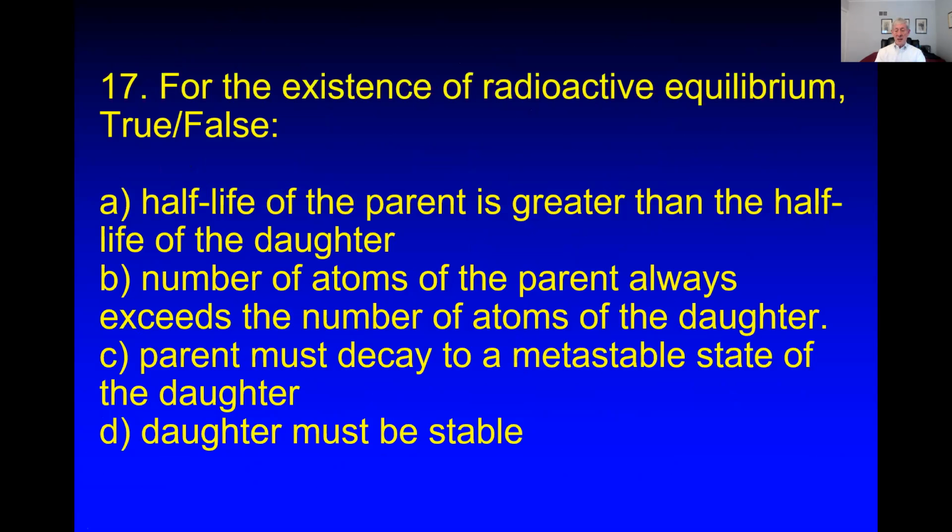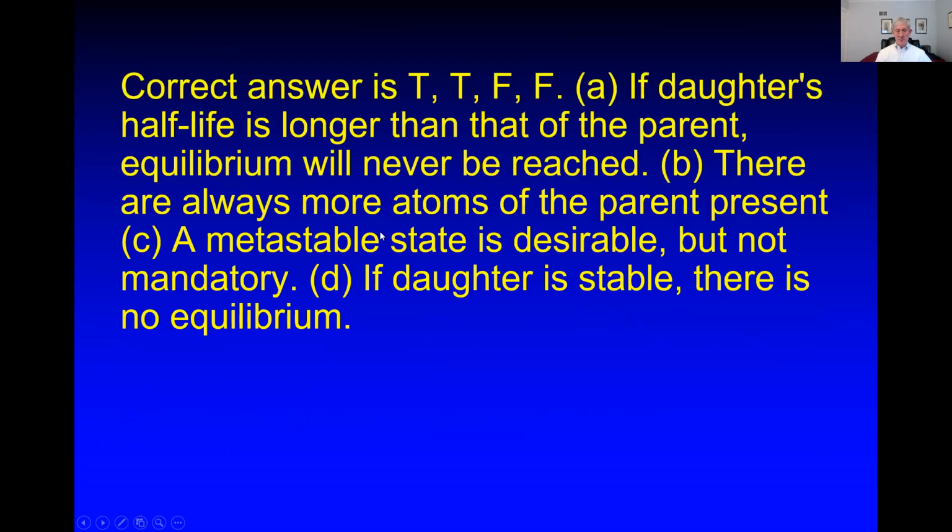The parent must decay to a metastable state. That is false. We prefer that it be a metastable state so that nothing is coming out of it but gamma rays. But many of the products of the generator are not metastable states. Finally, if the daughter is stable, you don't even have an equilibrium. So choice A and B are true and the other two are false.